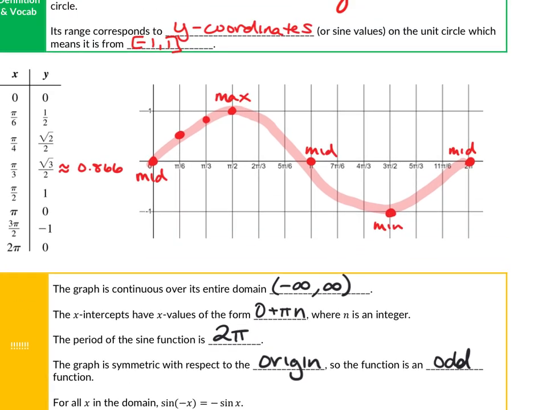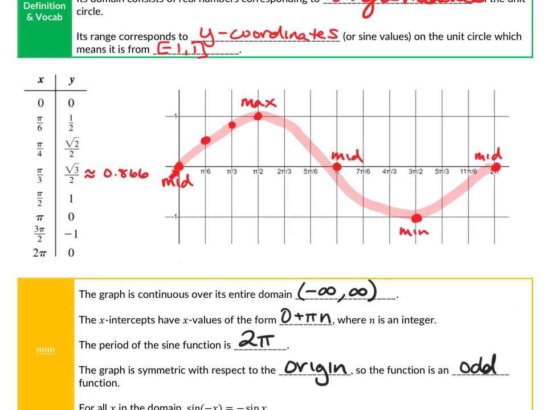What I need you to know, again, is that sine starts at a middle, goes to a max, then a middle, then a minimum, then a middle. So it should go up first.